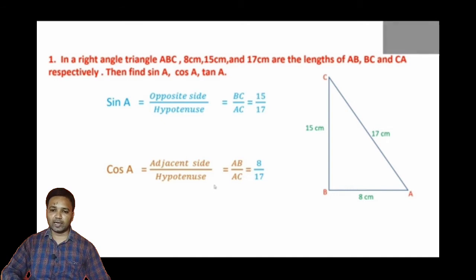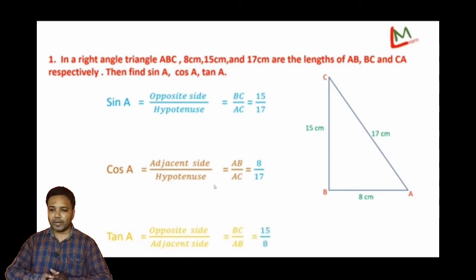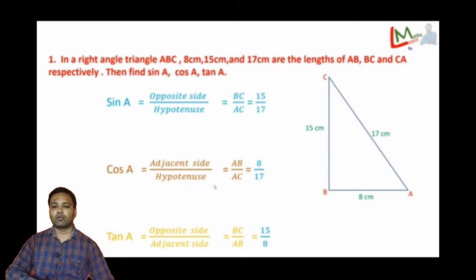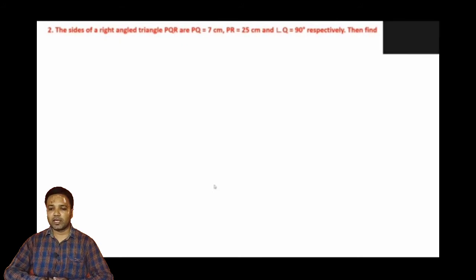The tan ratio is nothing but a comparison of the opposite line segment to the adjacent line segment. With respect to A, the opposite line segment is 15 cm, and the adjacent side AB is 8 cm. So tan A can be written as opposite side by adjacent side, which is nothing but BC by AB. So that is 15 by 8 centimeter.